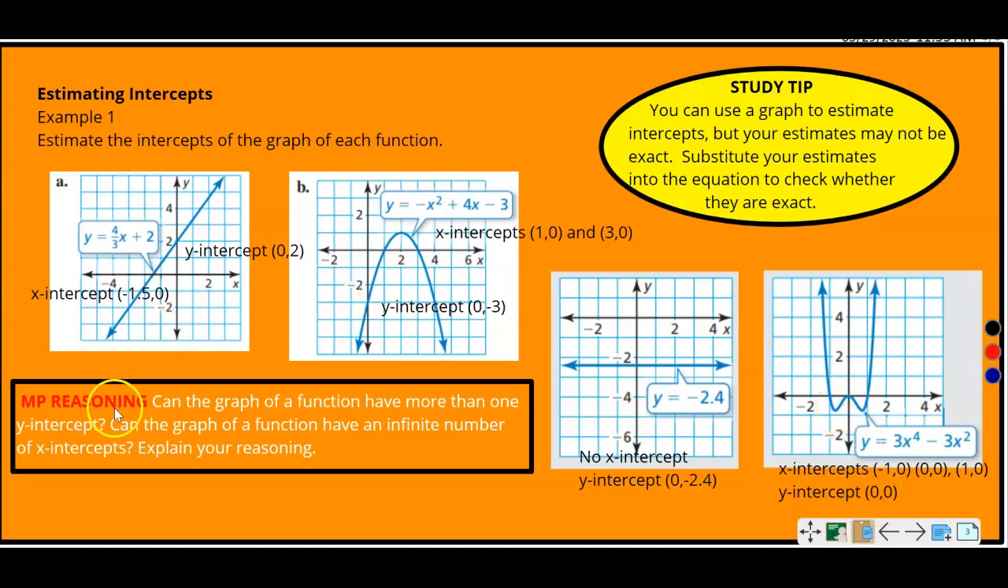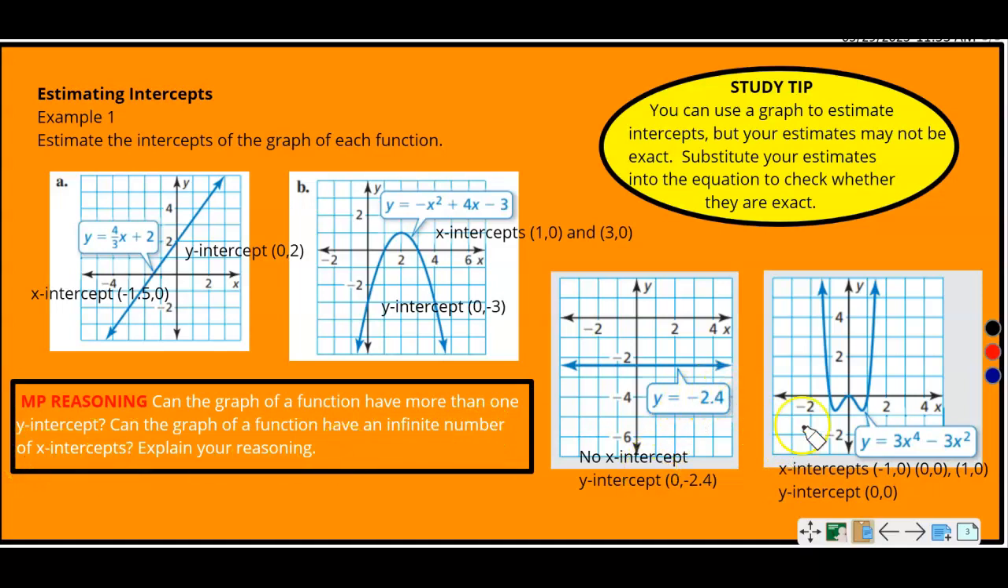All right, math practice reasoning. Can the graph of a function have more than one y-intercept? Okay, I think I touched on that, and the answer is no. If it has more than one y-intercept, it would not pass the vertical line test, so therefore it would not be a function.